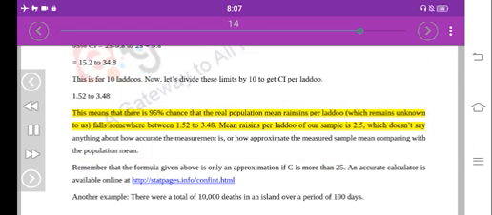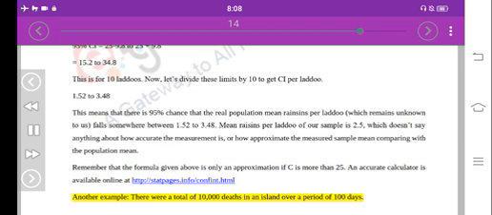This means that there is a 95% chance that the real population mean raisins per laddu, which remains unknown to us, falls somewhere between 1.52 and 3.48. The mean raisins per laddu of our sample is 2.5, which doesn't say anything about how accurate the measurement is, or how approximate the measured sample mean is compared with the population mean. Remember that the formula given above is only an approximation if C is more than 25. An accurate calculator is available online.